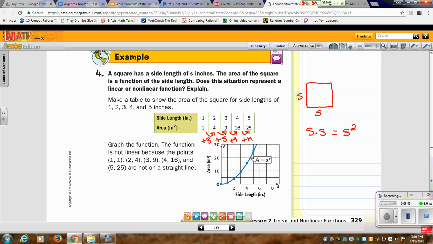Okay, so it is not constant. This side is constant, this side is not. And look at my graph. It's a curve. Okay, it is non-linear.